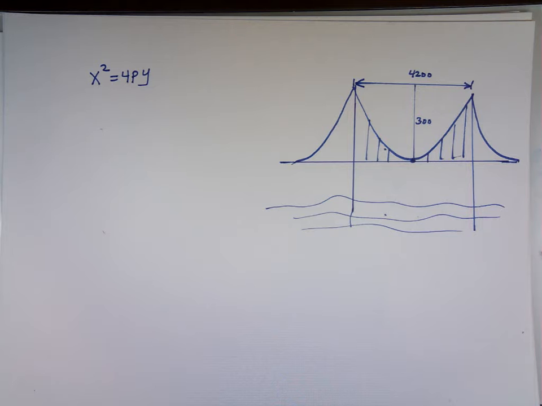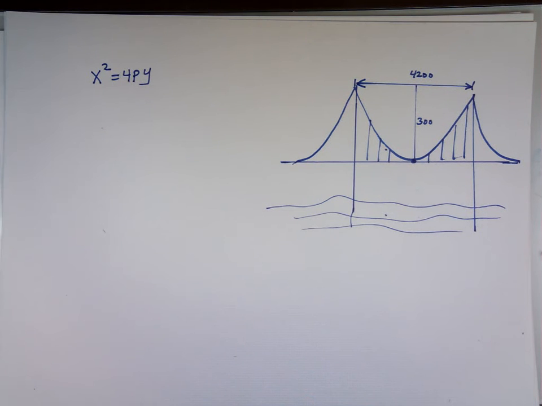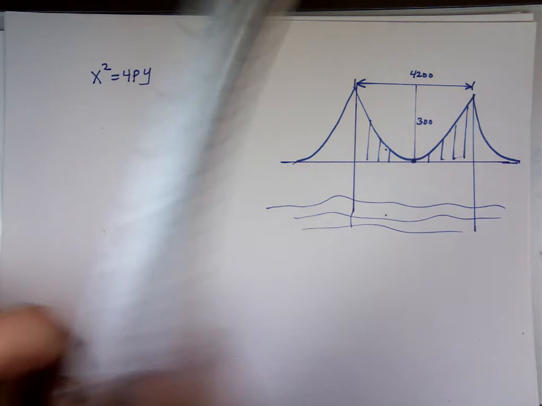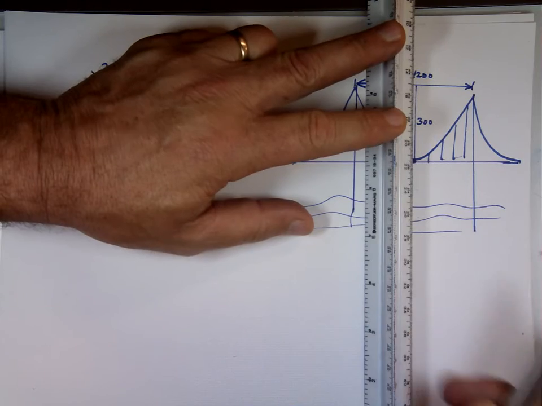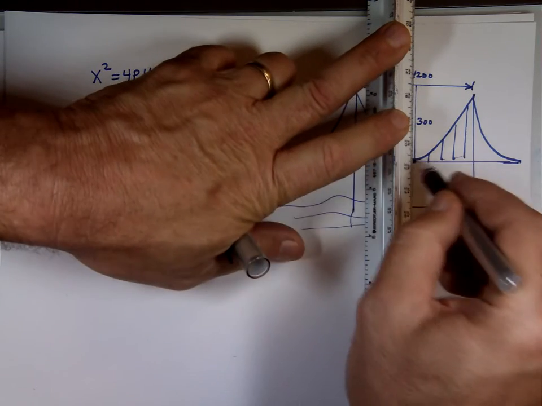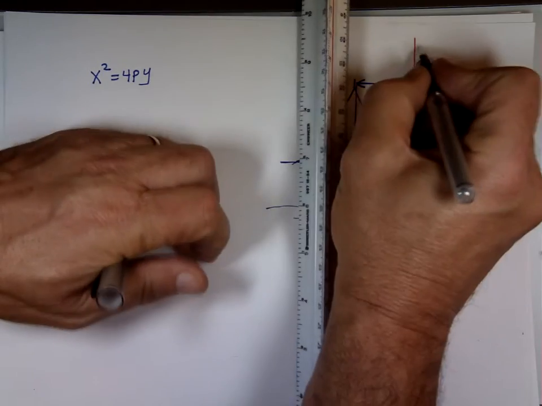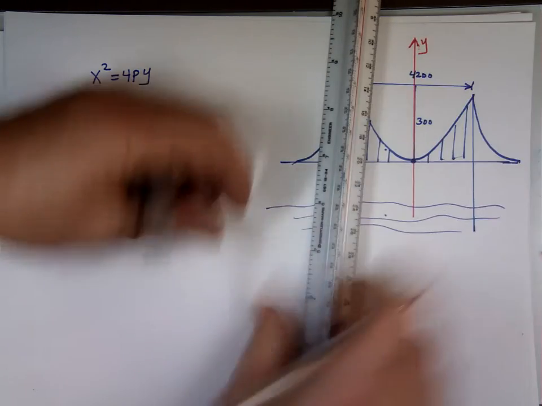So now we need to figure the equation for it. I need to know what P is, because if I know what P is, I can calculate every single thing about it. So I'm going to treat this as a parabola right there. And there's the y-axis. I'm going to put it right smack in the middle. And this is the x-axis.